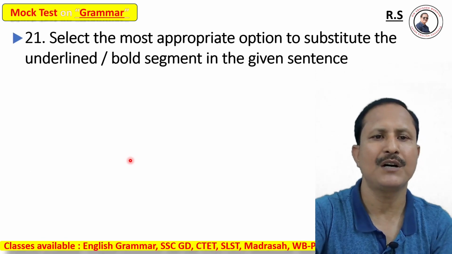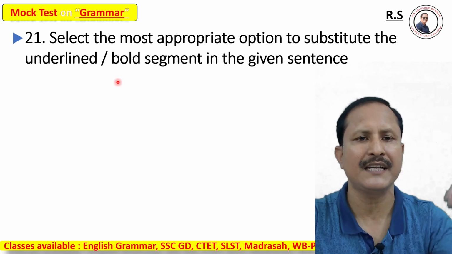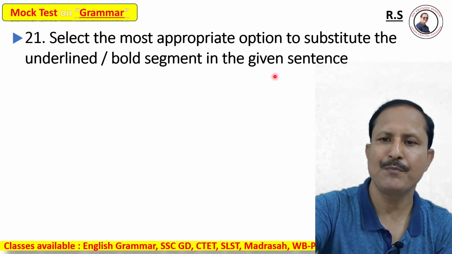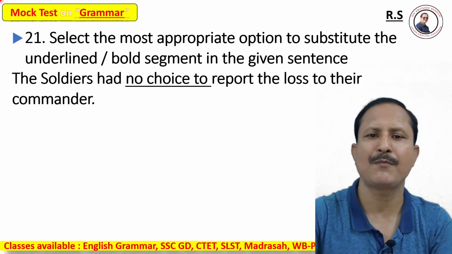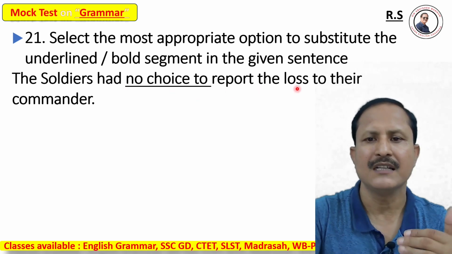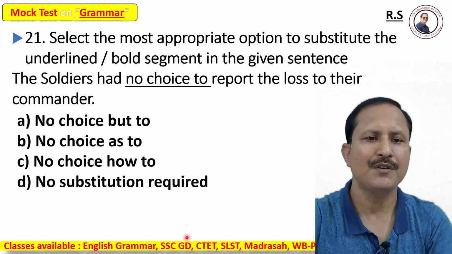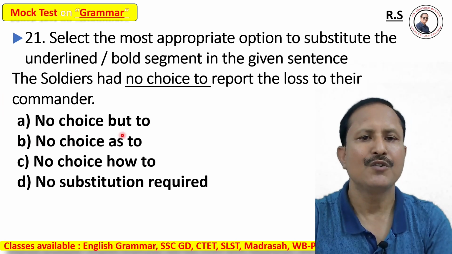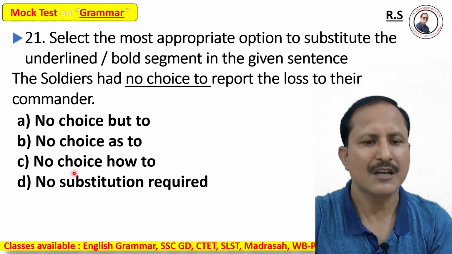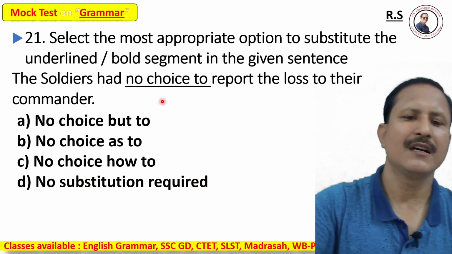Now, question 21. What is the most appropriate option to substitute the underlined or bold segment in the given sentence? The soldiers had no choice to report the loss to their commander. Options: option A, no choice but to. Option B, no choice as to. Option C, no choice how to. Option D, no substitution required.